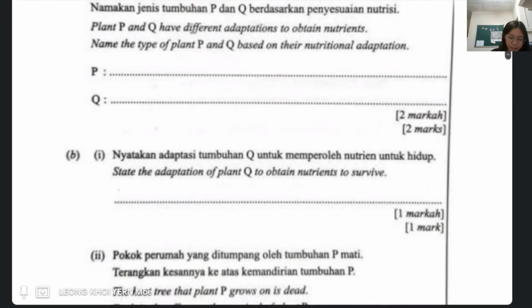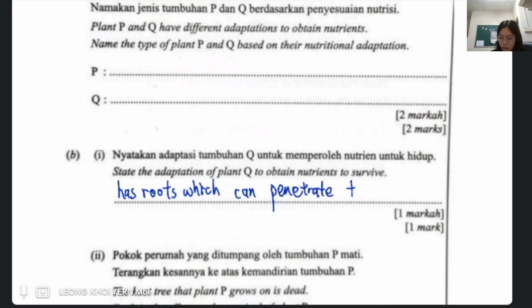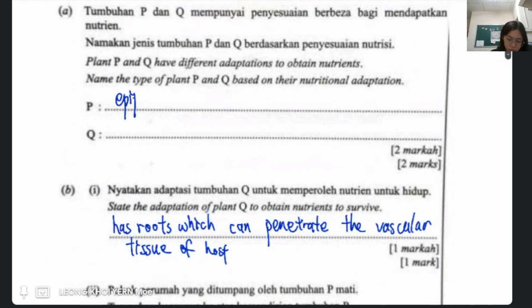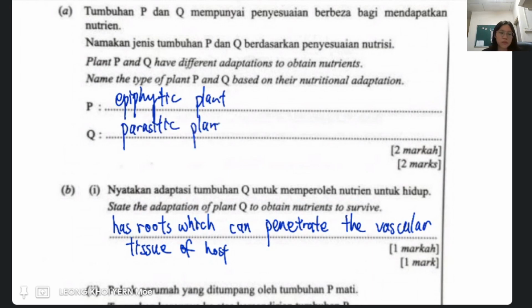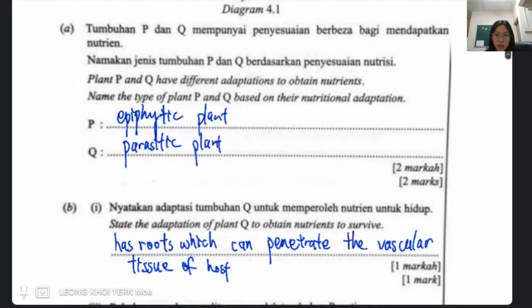So yeah, has roots which can penetrate the vascular tissue of host. Epiphytic plant, and then this one is parasitic plant. Now let's continue.